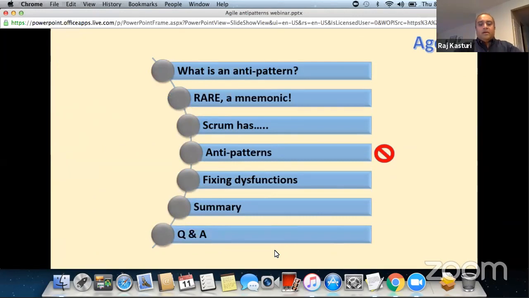So let's quickly get to the agenda. I just want to talk about what an anti-pattern is. You may have a different meaning of what an anti-pattern means, but then we'll talk about that quickly. We'll also talk about RARE and the mnemonic and the actual anti-patterns, and how we are going to fix those things. How to avoid those things is the most important thing.